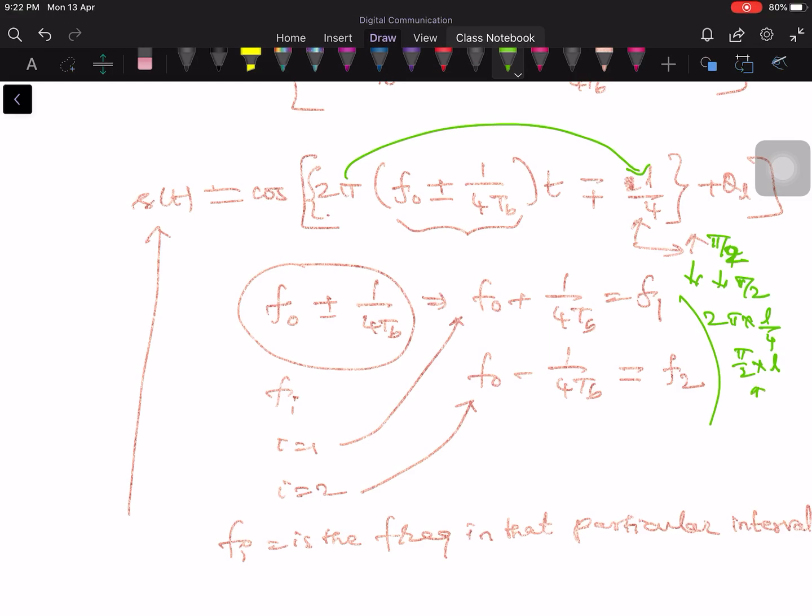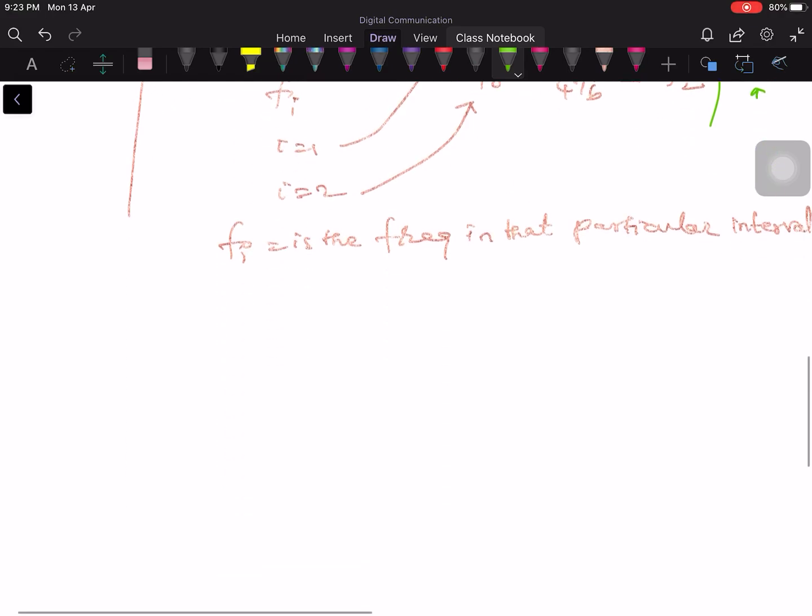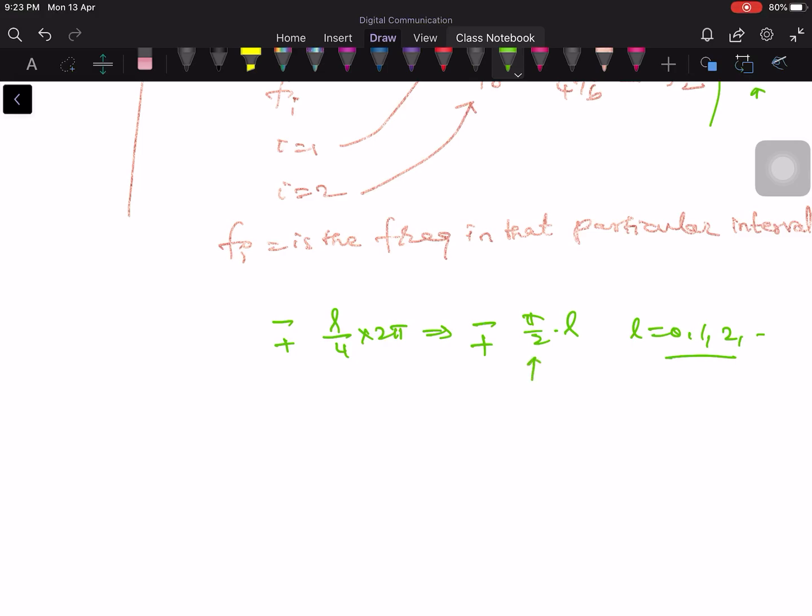So it keeps on increasing or decreasing because it is minus or plus. Right? So you have minus or plus L by 4 multiplied by 2 pi. That means minus or plus pi by 2 times L, where L equals 0, 1, 2, 3, and so on. At a particular bit interval, either you increase by pi by 2 or decrease by pi by 2. Okay, so this is the final phase change.